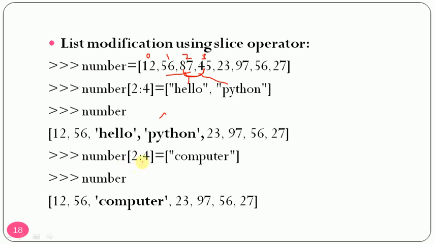Now, using the slicing operation, we can shrink the list also. Look at this example, [2:4]. 2 colon 4 means 0, 1, 2. 2 is this, 3 is this and 4 means 23. So these two are replaced by the computer. So look at the current list. This Hello and Python area is covered up by the computer. So the third element will be computer. Now the list is shorter. In this way you can make the change.